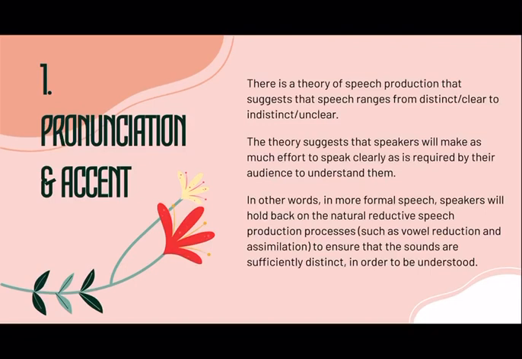There's a theory of speech production that suggests that speech ranges from distinct and clear to indistinct and unclear. It suggests that speakers will make as much of an effort to speak clearly as is required by their audience to understand them. In other words, in more formal speech, speakers will hold back on the natural reductive speech production processes that we've covered, like vowel reduction, assimilation, elision, and so on, to ensure that the sounds are sufficiently distinct in order to be understood.